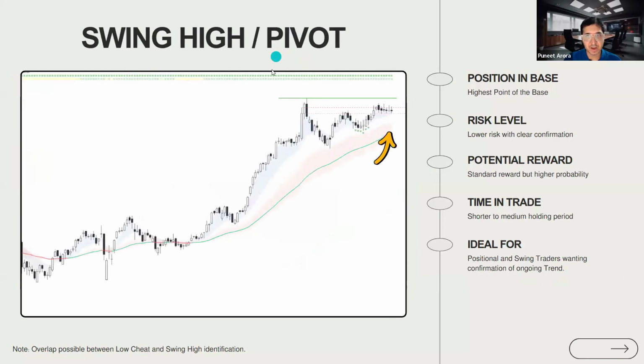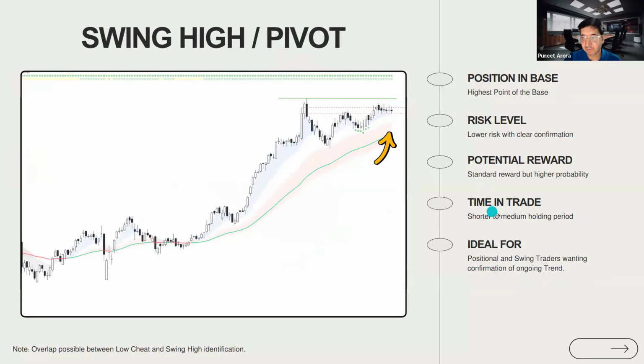Then we have swing high or pivot based setups where the trend is already strong. We are near the top of the level, or the highest point of the base. The risk will be low because of the clear confirmation of the trend. The reward will also be standard, not as much as if you had invested earlier, but you can keep churning your portfolio with different swings or different positions to stay in only those companies which are having a strong uptrend.